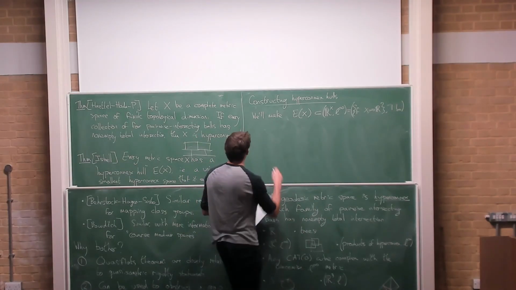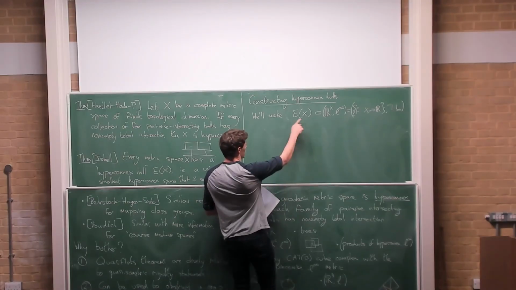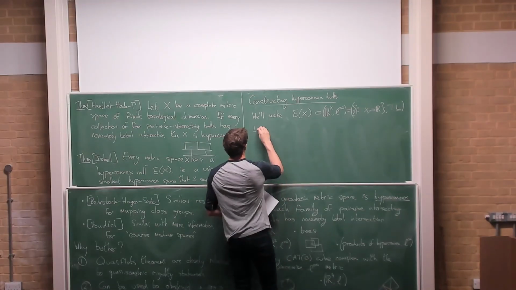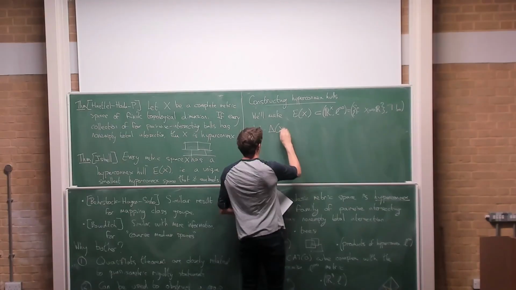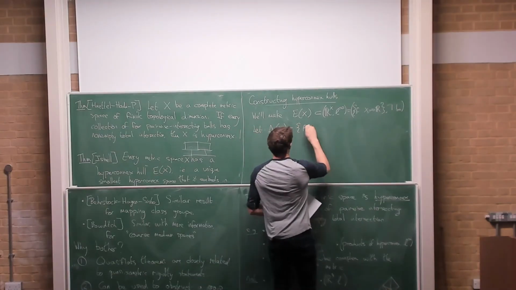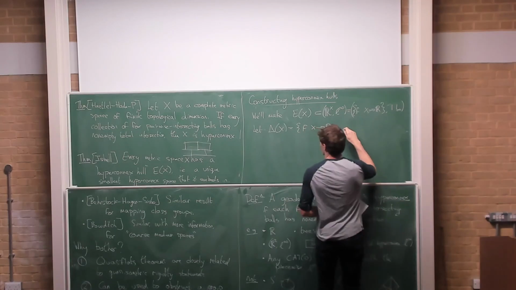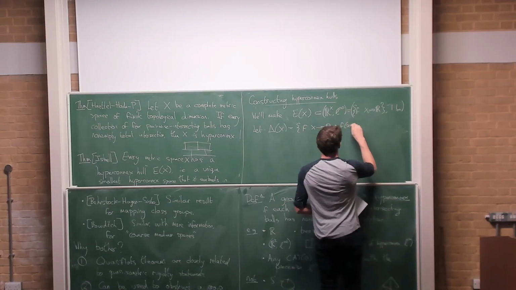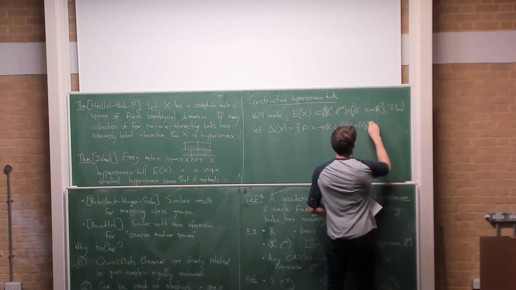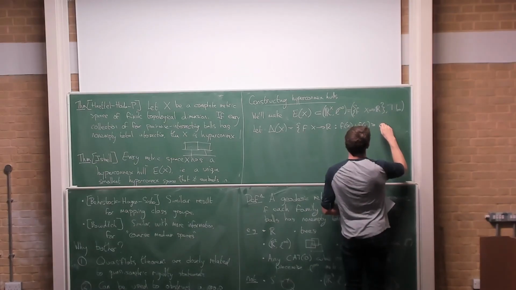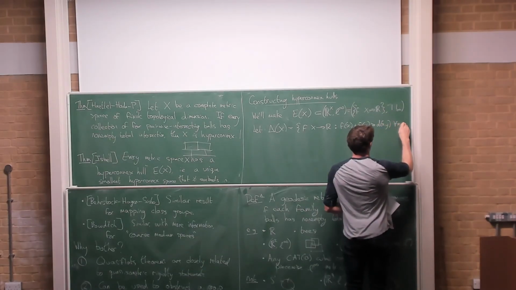Okay, so given a metric space X, let Δ(X) be the set of functions f such that f(x) + f(y) is at least the distance from x to y for all x and y.